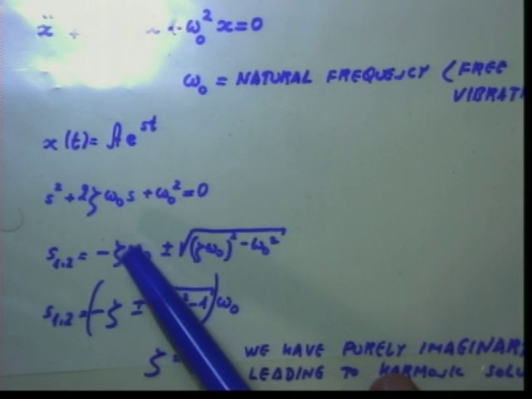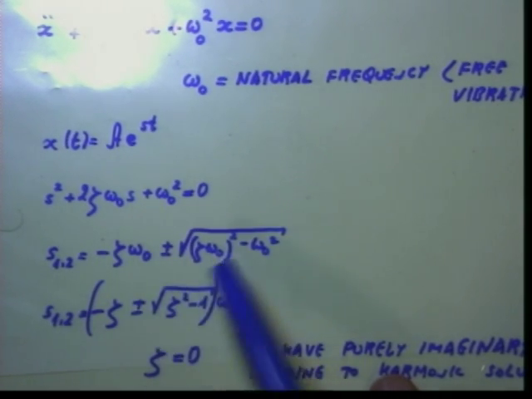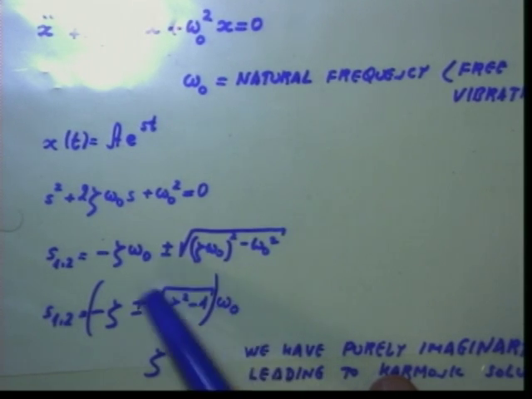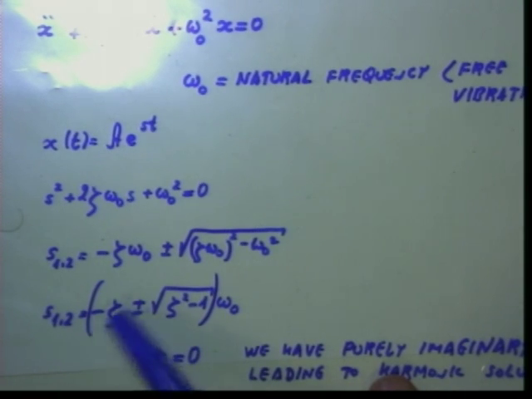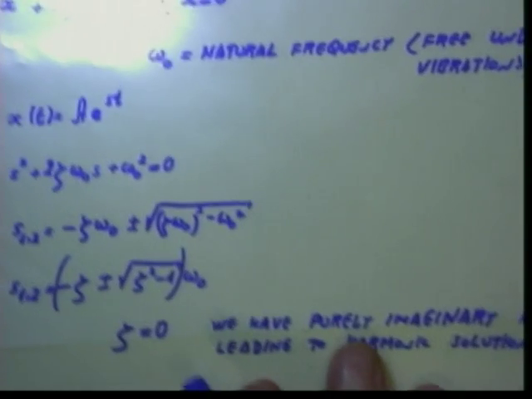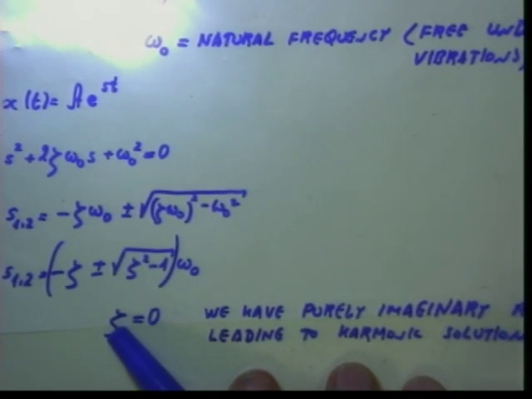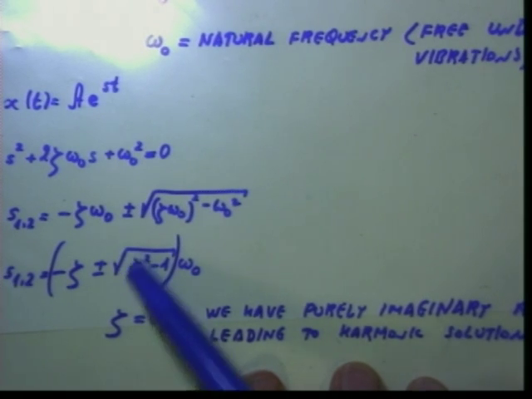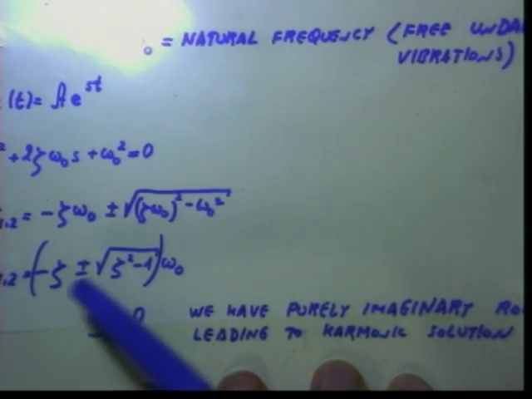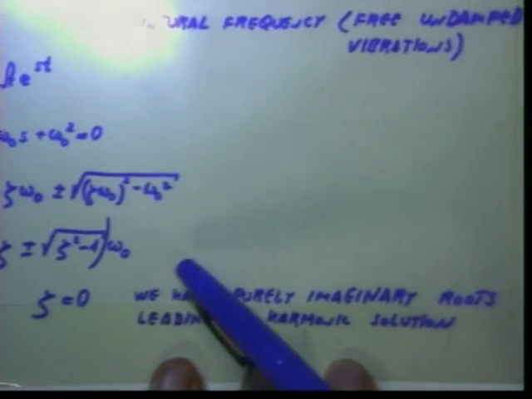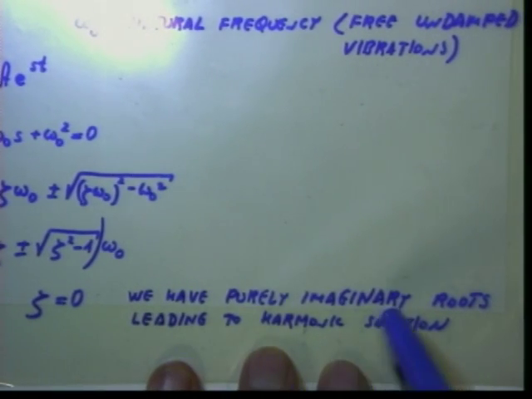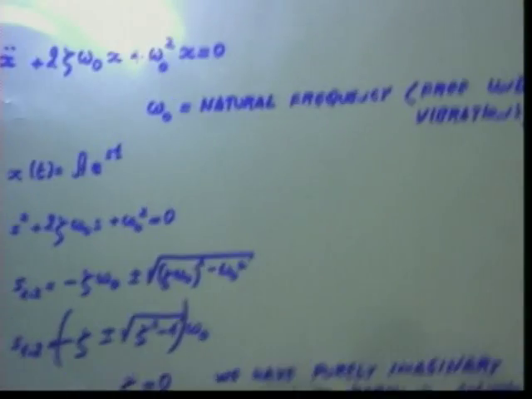Or we could take out omega sub 0, because omega sub 0 is here squared, a convenient choice. So we get minus zeta plus or minus square root of zeta square minus 1, times omega sub 0. If there is no damping, zeta equals 0, then this term becomes 0, and I get the square root of minus 1. So we have purely imaginary roots, leading to the harmonic solution that we had before.